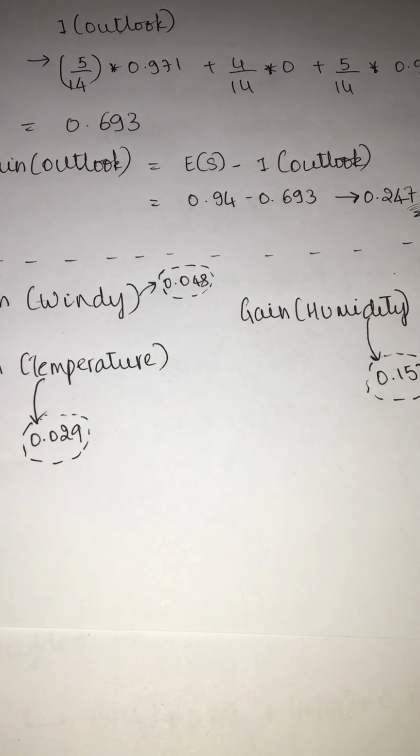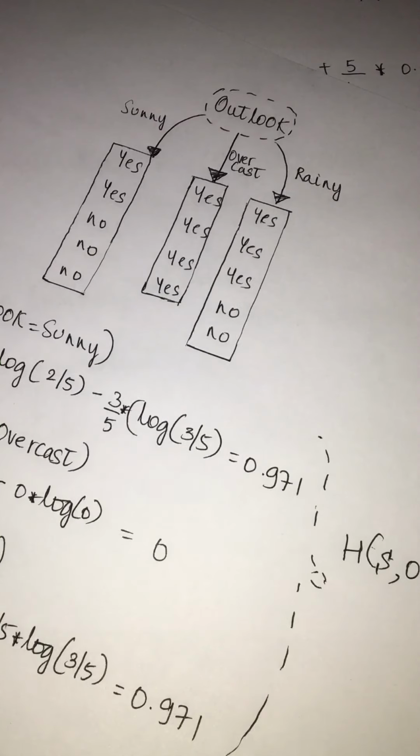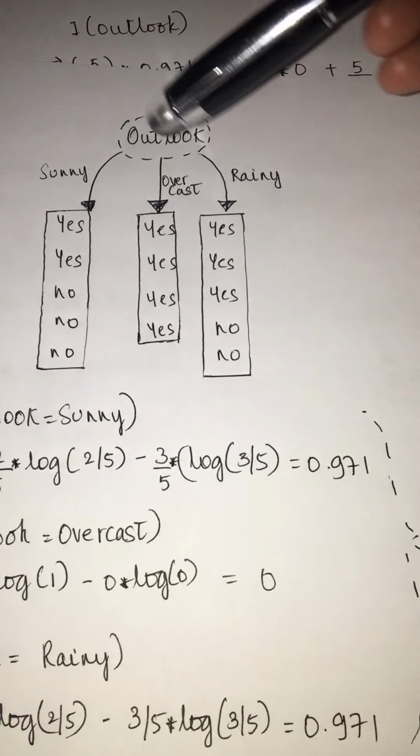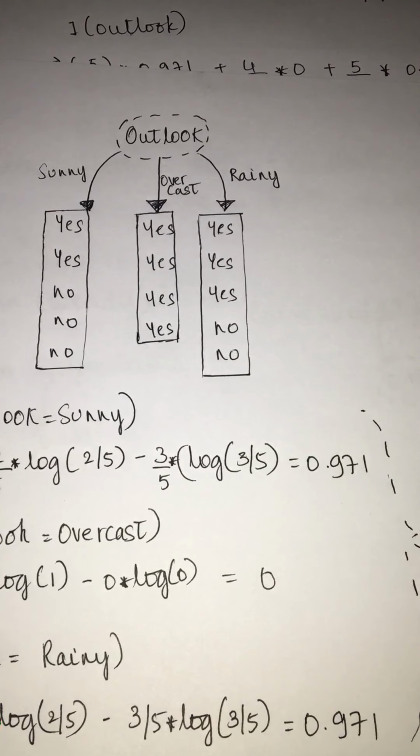So how do you figure out a leaf node? As you can see in this example, I'm just opening the same example. You see Outlook is basically sunny, overcast, and rain. In overcast, you see all rows are of a single value, S. So this means you cannot split further. This is an example of a leaf node. This is where you can make a decision. It is also called a decision node.